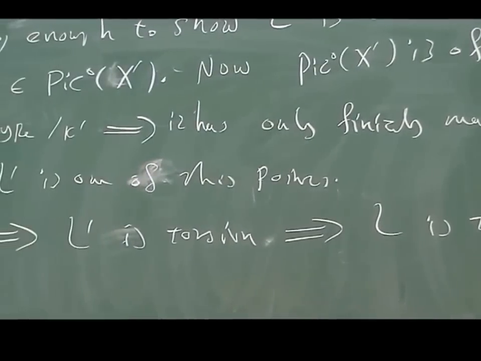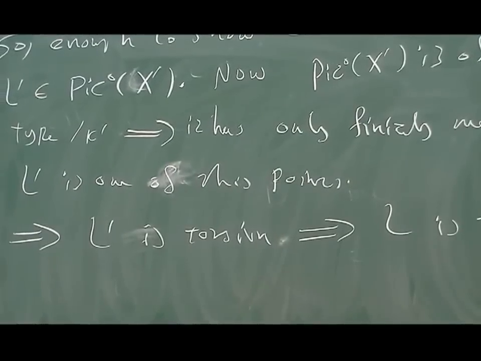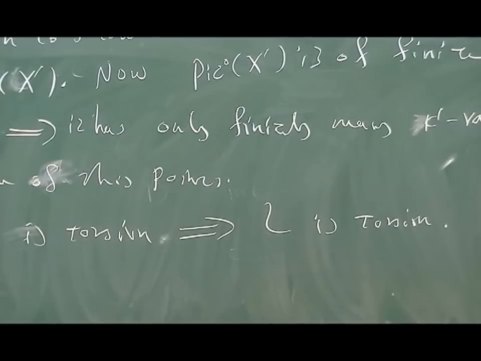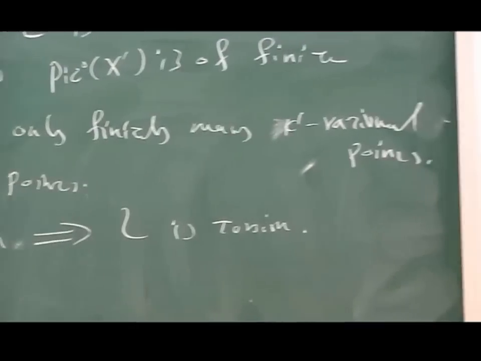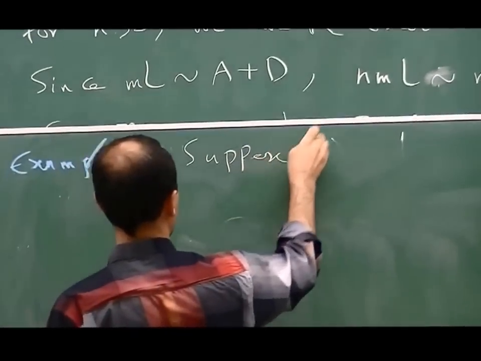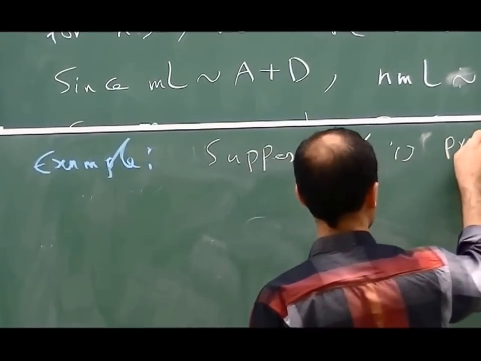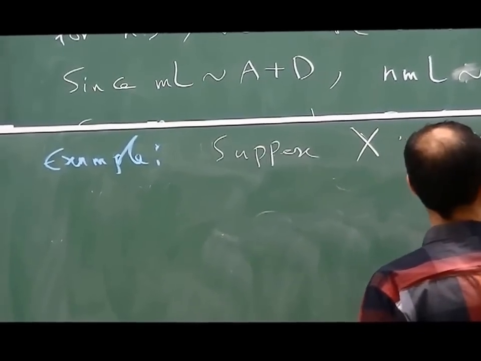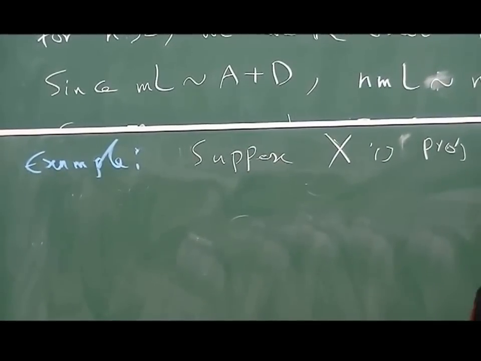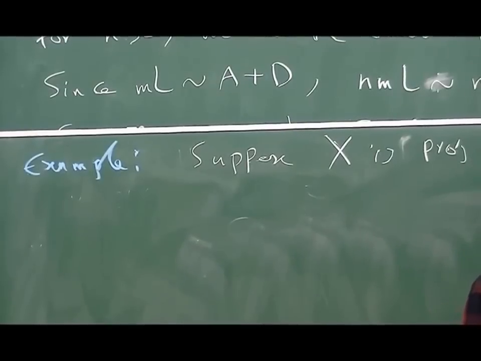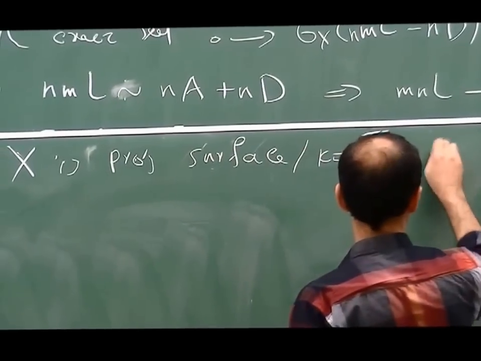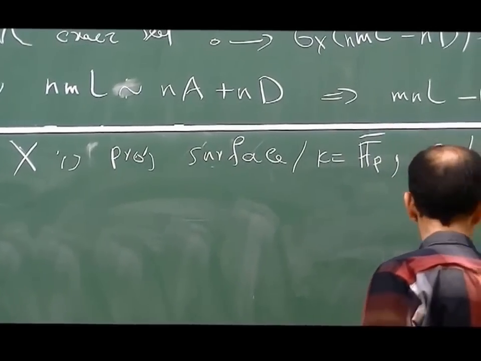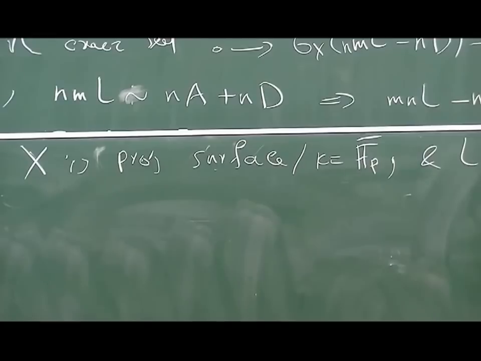And over more general fields, the story will actually be much more complicated. So let me first give you one example. Now suppose that X is a projective surface, so just a projective variety of dimension 2 over k, again the algebraic closure of F_p. And as usual, suppose that L is a Cartier divisor, and let's take it to be nef.